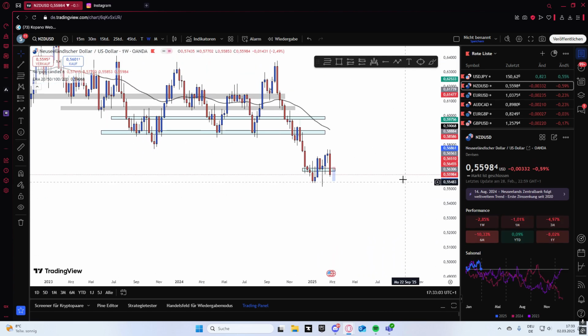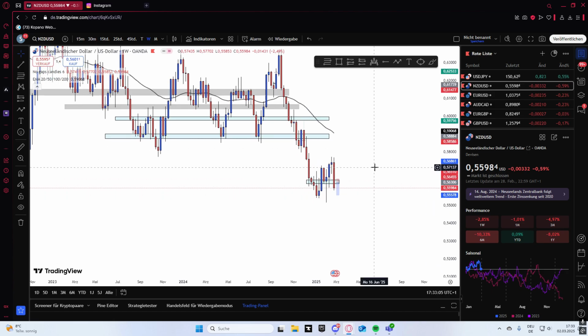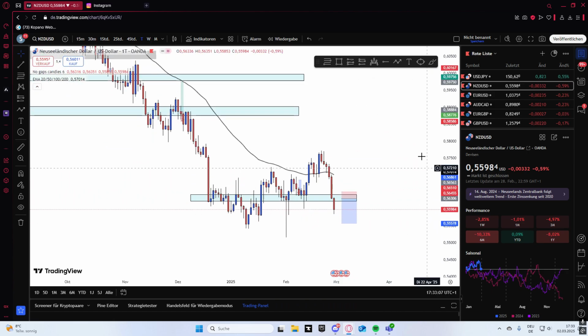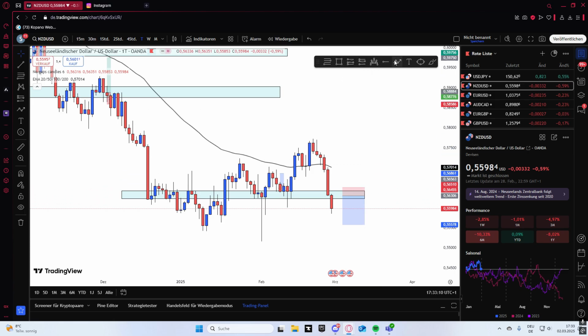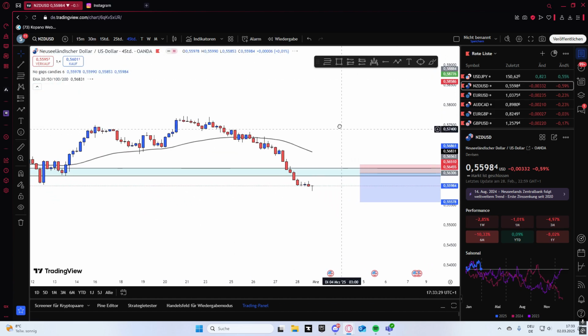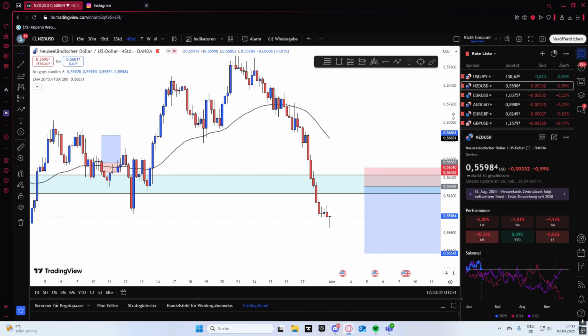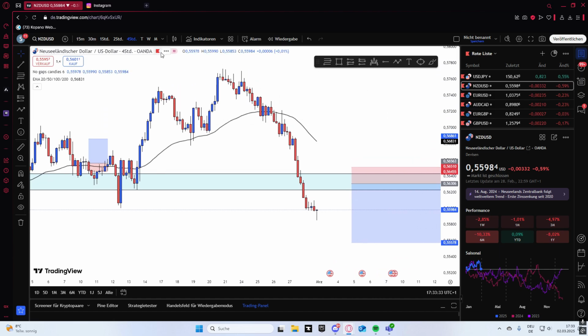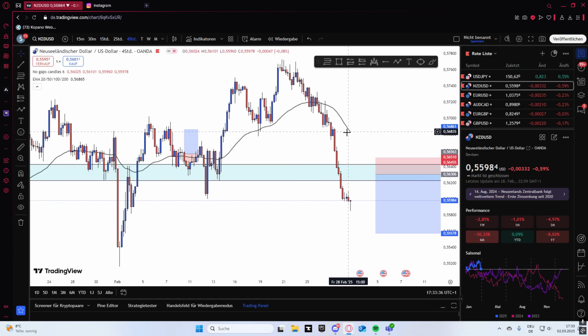We can see on the weekly we are clearly bearish. On the daily we are also bearish. We shifted bullish here, created high high, high low, high high, and now we are bearish again. We have a really nice area of interest with 1, 2, 3, 4, 5 touches. So the 4 hour is also bearish, which is really nice. So we have all 3 time frames in sync.